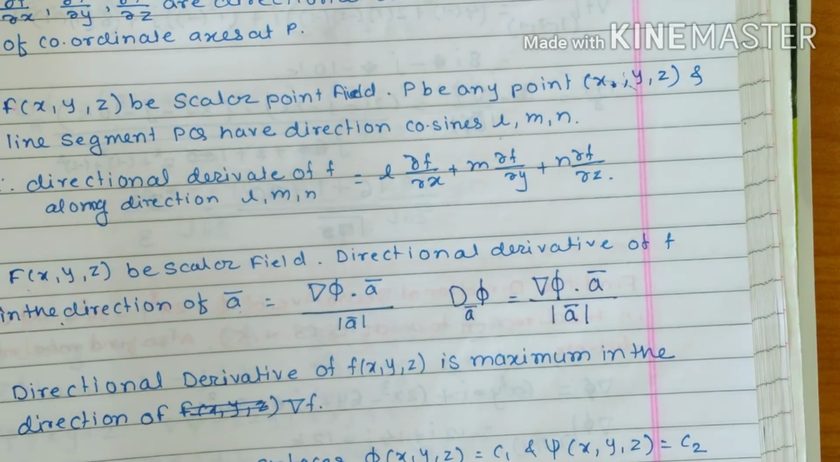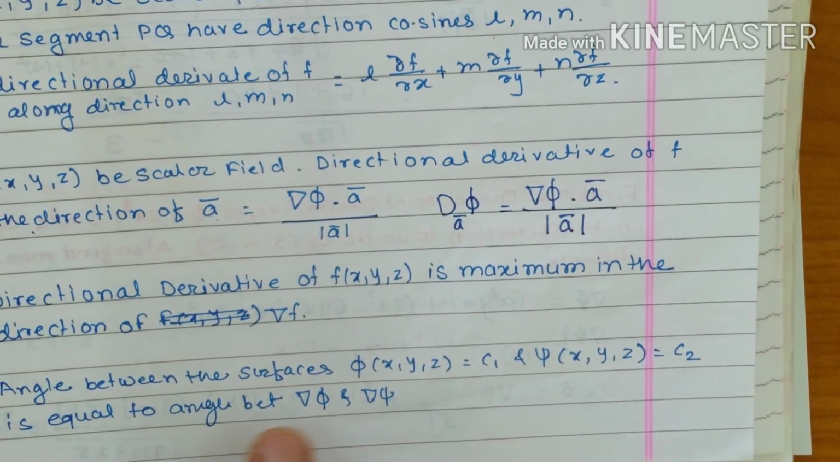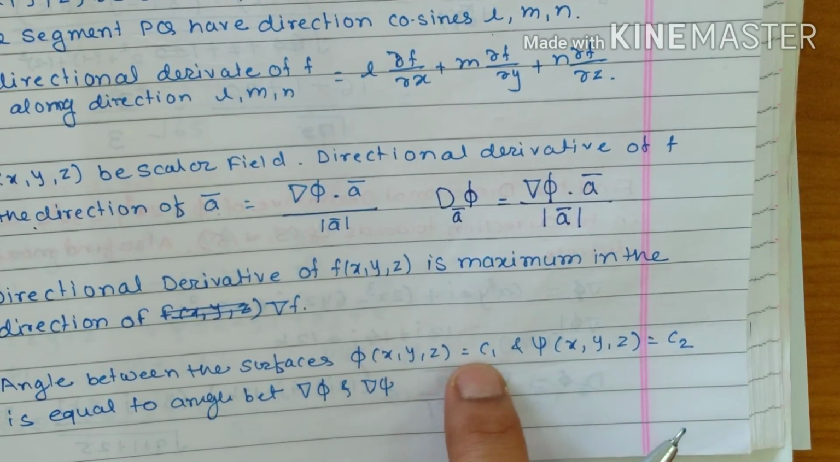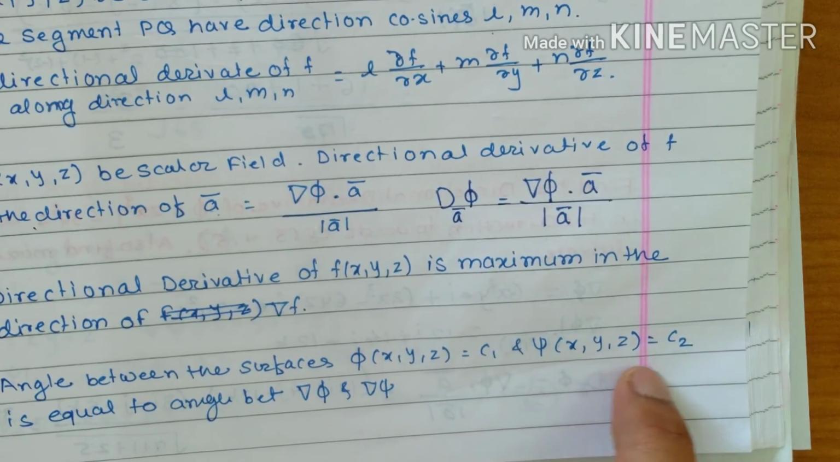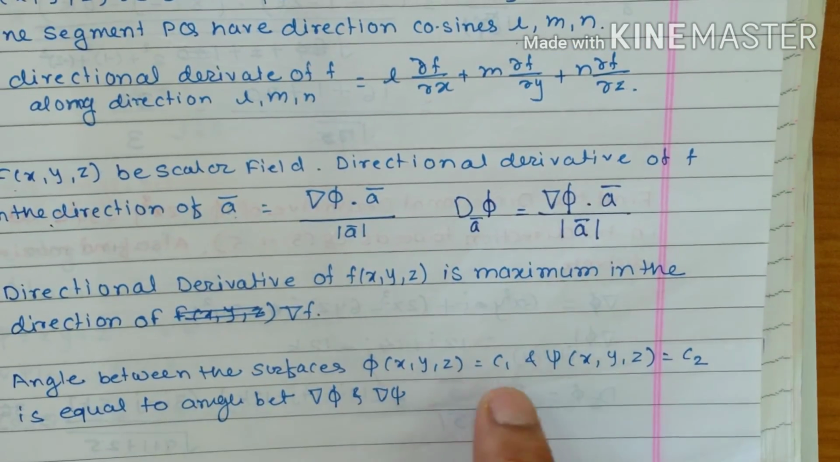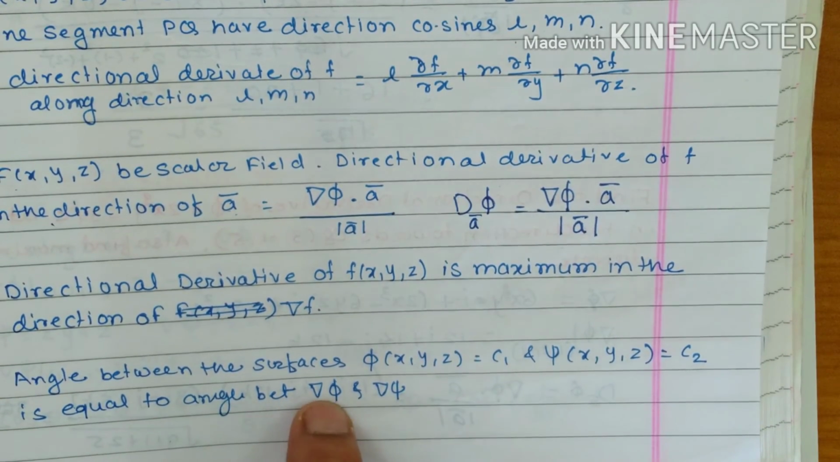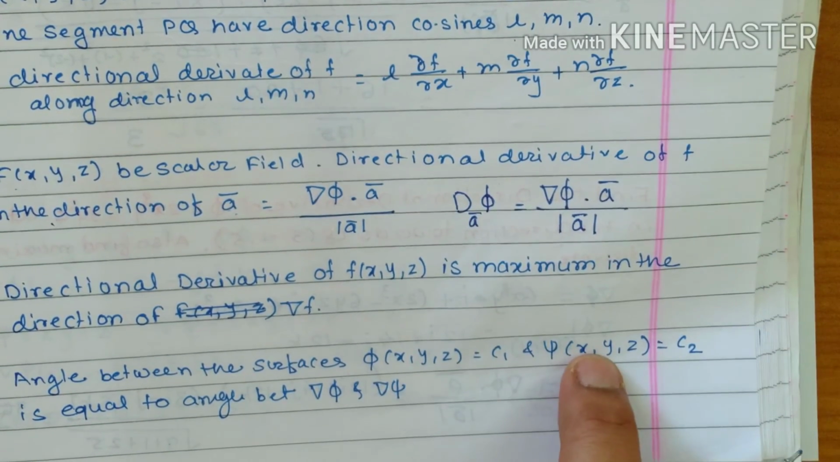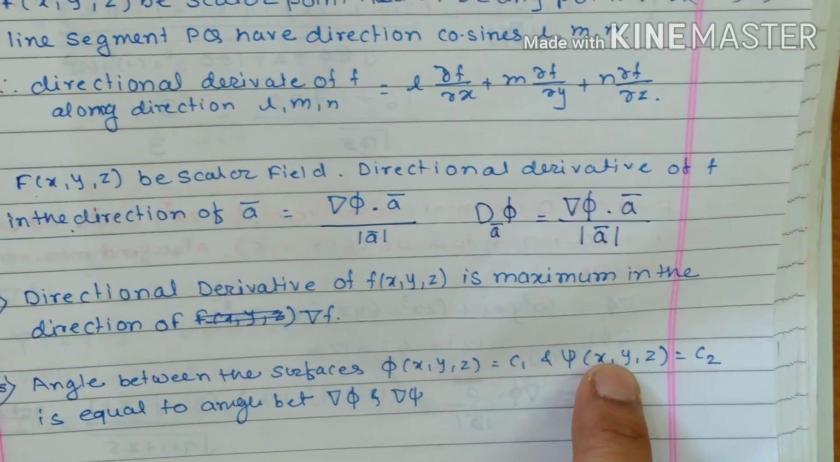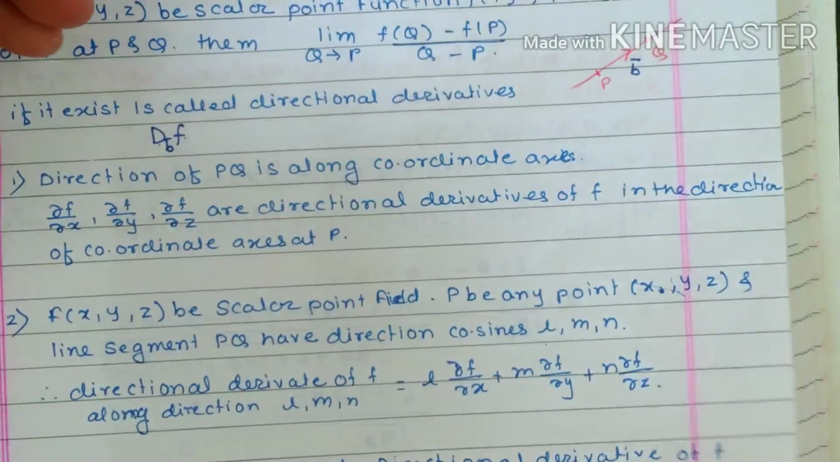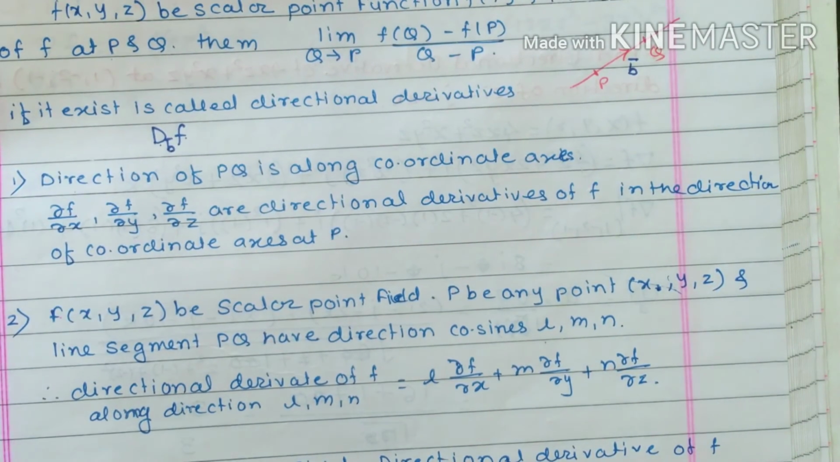Now, the angle between two surfaces. Suppose there are two surfaces, phi of x, y, z equal to c1 and psi of x, y, z equal to c2. Then the angle between these two surfaces is nothing but the angle between the gradient of phi and the gradient of psi. So this way you can calculate the angle between the two surfaces.